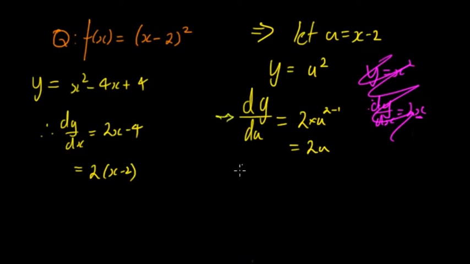Then we need to find du over dx. That is just x minus 2, and then differentiate that. We get x to the 1.